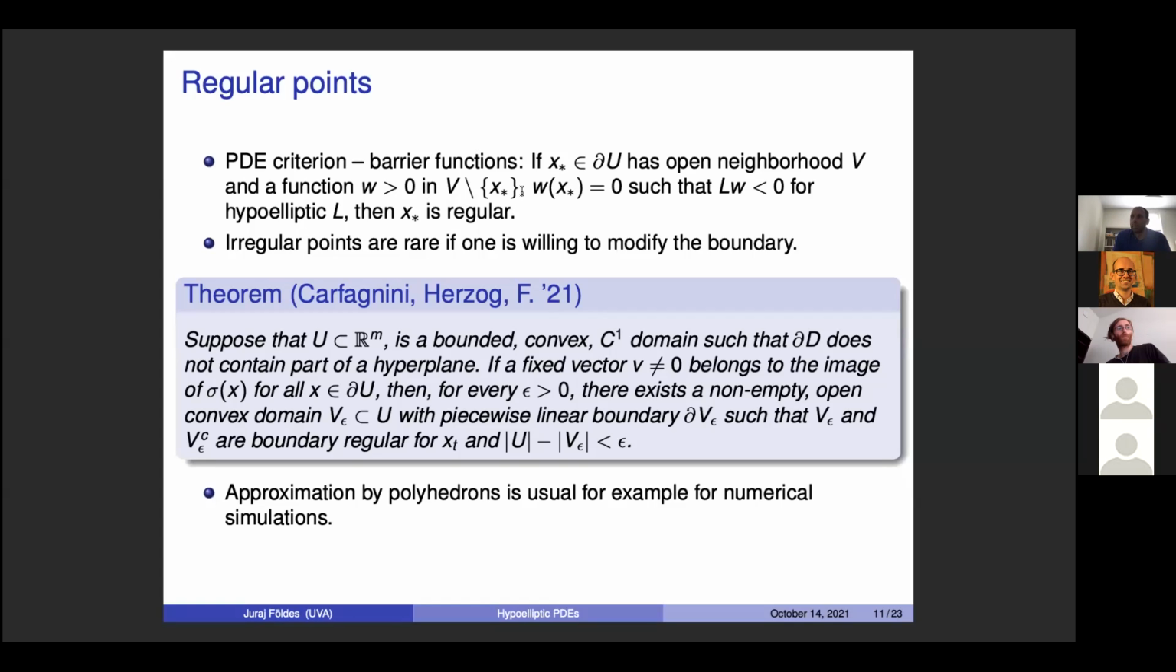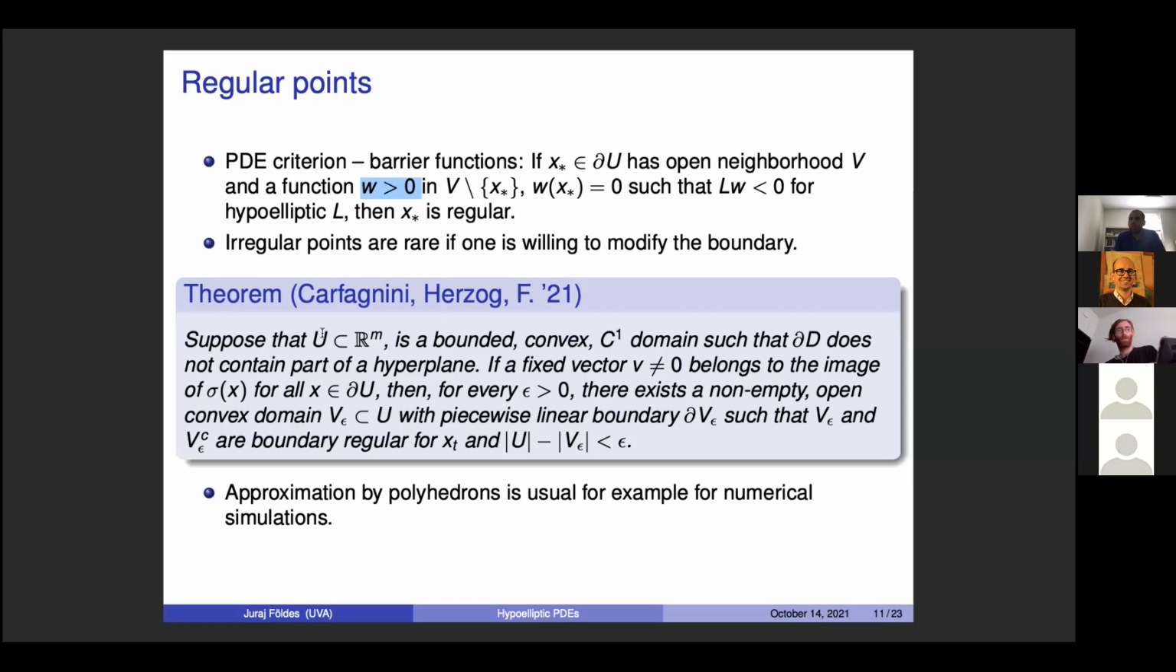Now, but you see, a construction of these functions W is pretty problematic. It's not easy to do. There's some work done in this direction in the PDE setting by the Italian mathematician Cogoi, but it's definitely not optimal because it's not completely clear what to do in the hypoelliptic setting. So here's the first result that says something about the irregular points, and it says that irregular points are pretty rare in a way if you're willing to modify the boundary.